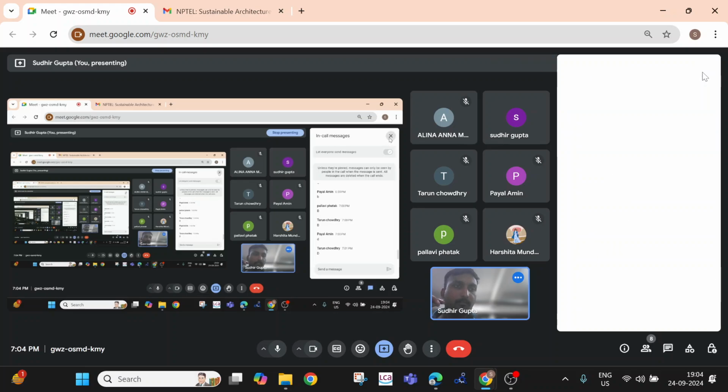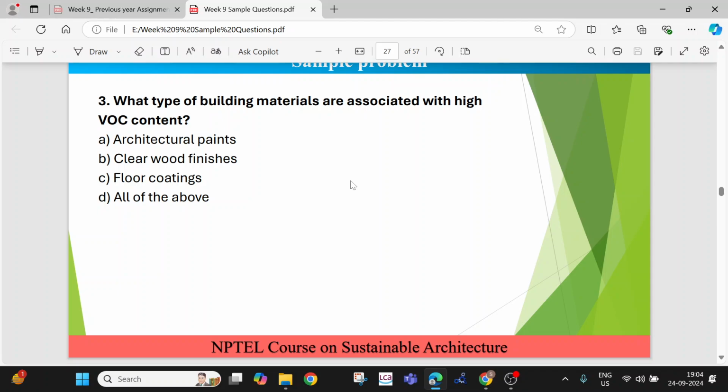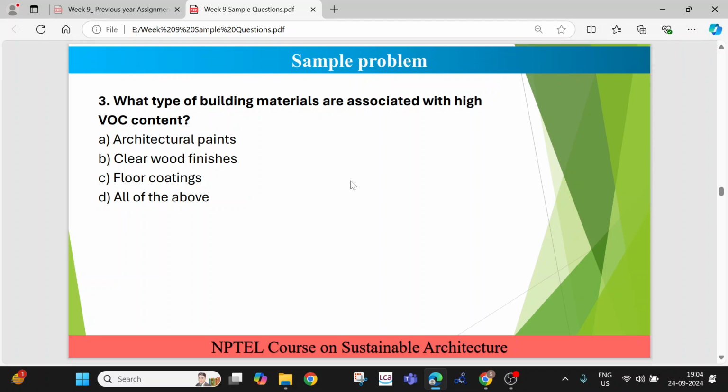D, D, A. So option D is the right answer for this one, and it was discussed in the lecture slides that all the materials mentioned, whether architectural paints, clear wood finishes, or floor coatings, are all associated with high VOC emissions. So whenever you are selecting materials, you have to select carefully based on the VOC emissions of different building components. So option D is the right answer for this question. Fine.